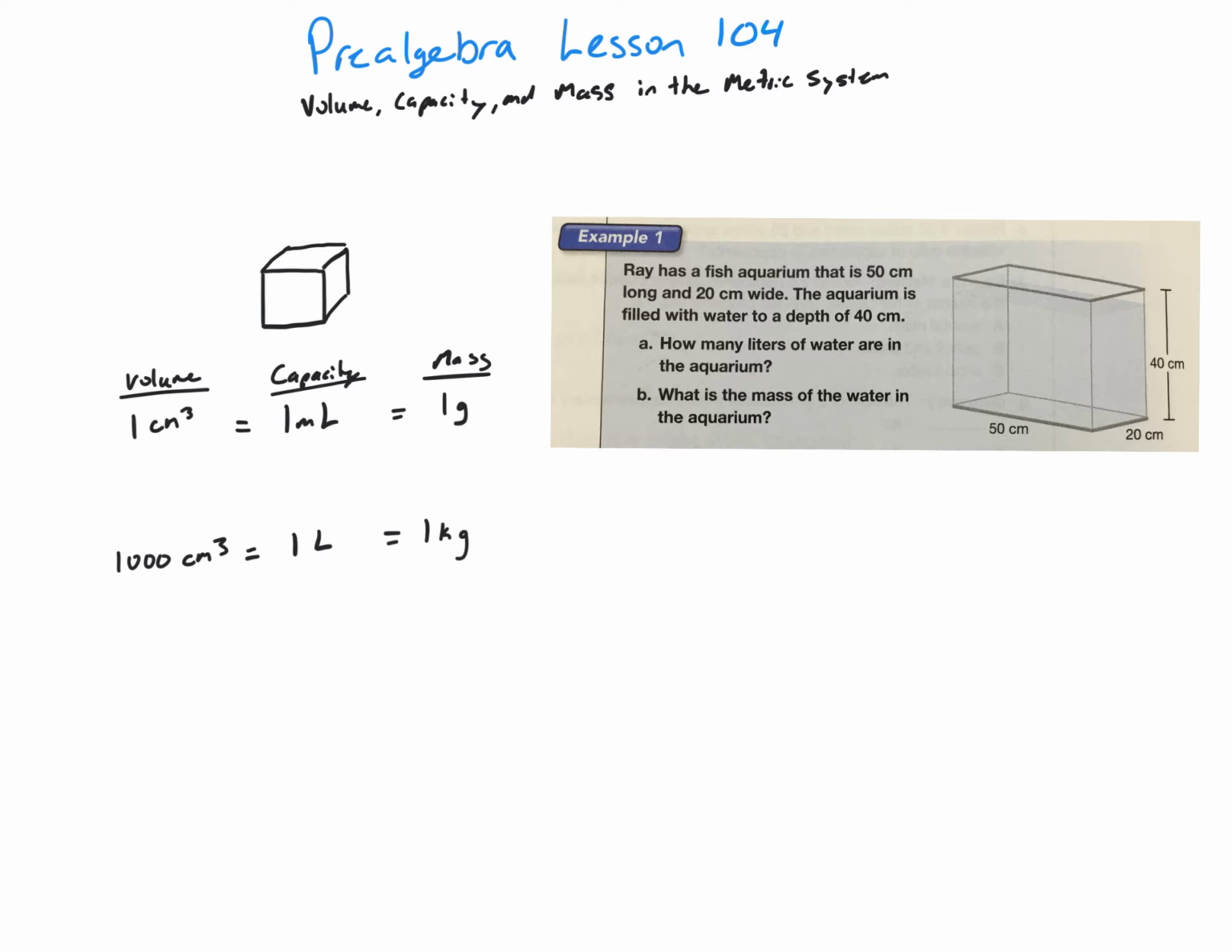So let's look at example 1. It says Ray has a fish aquarium that is 50 centimeters long and 20 centimeters wide, and the aquarium is filled up with 40 centimeters of water. How many liters of water are in the aquarium? So what we want to do first off is just find its volume. So to do that, we'll say 50 centimeters by the 20 centimeters by the 40 centimeters.